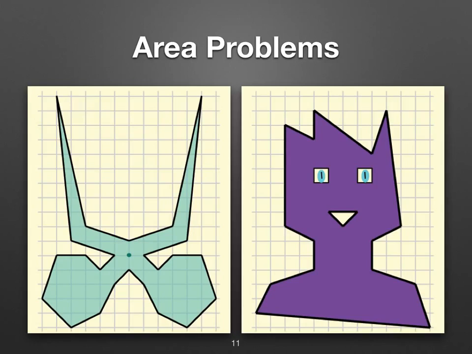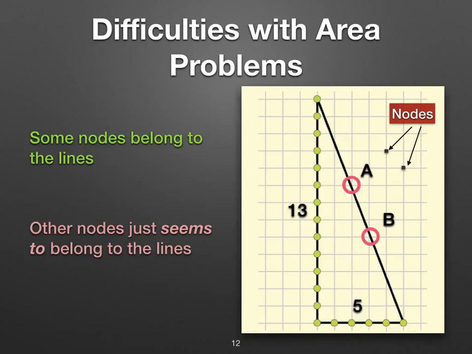Area problems. In area problems, students find the exact areas of figures in terms of graph paper squares. They practice with the same problem-solving techniques that they had already practiced in the perimeter problems. There are, however, some difficulties with area problems. Students make mistakes when using nodes, the points where the graph paper lines intersect.